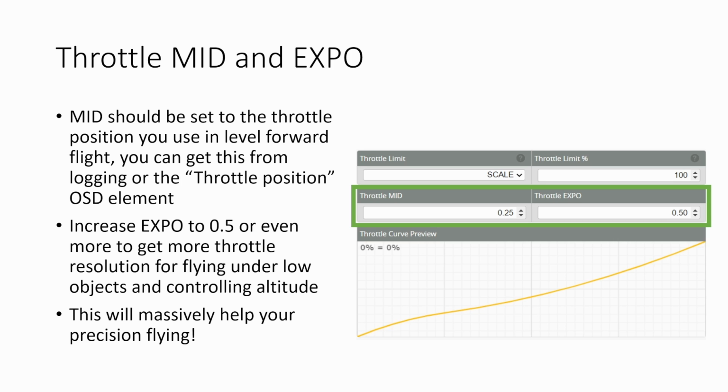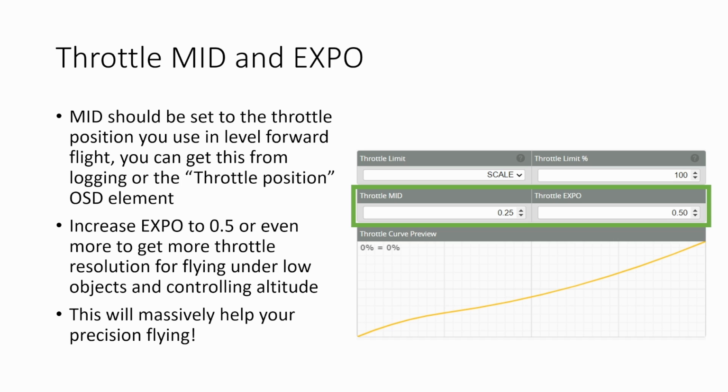Once you've got your throttle mid set right, you can then increase your throttle expo to something like 0.5 or even more to get more throttle resolution for flying under low objects, controlling altitude, and generally just flying precisely. Having throttle expo on will really, really help your precision flying. And I like to use quite a lot of throttle expo, 0.5 or sometimes even more.